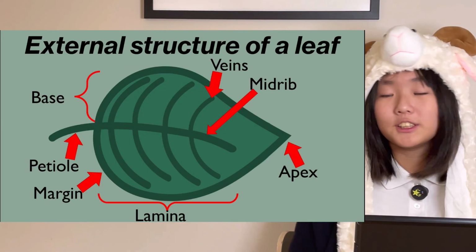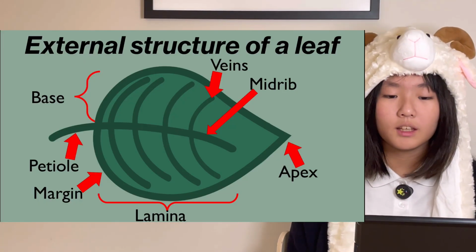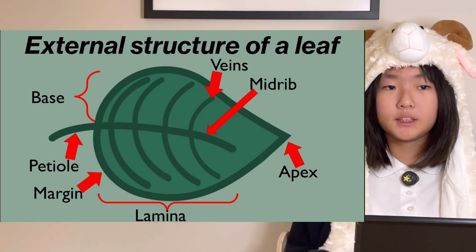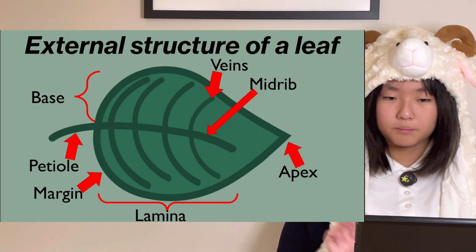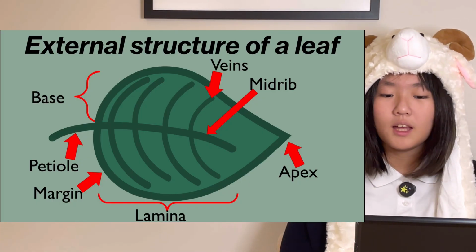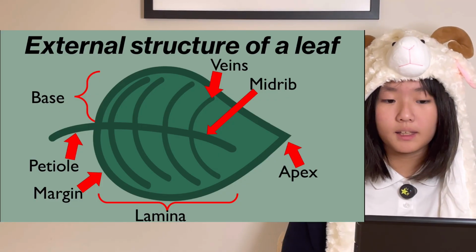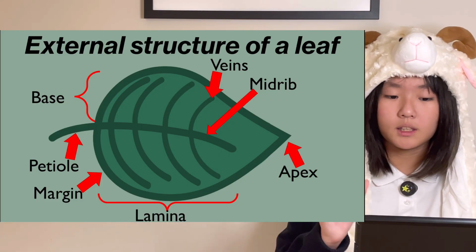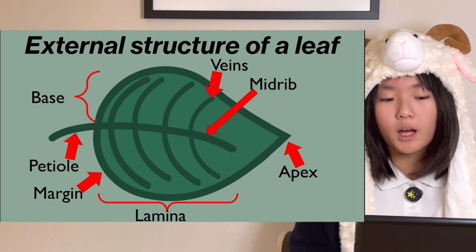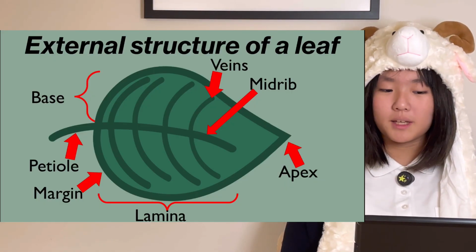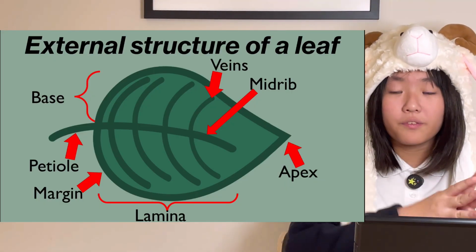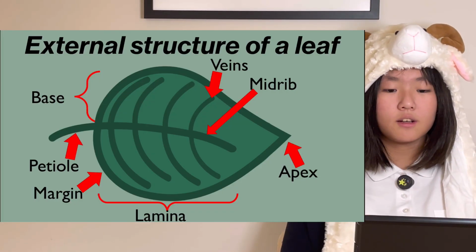Now, I'll tell you about the external structure of a leaf. Here you can see the midrib, which is the long line that goes through the leaf, the lamina, which is like the body of a leaf, the apex, which is the tip of a leaf, the petiole, which is the midrib that is poking out of this leaf, the base, and the margin, which is like the base, and the veins, which are the vein-like structures that are seen on the leaf.